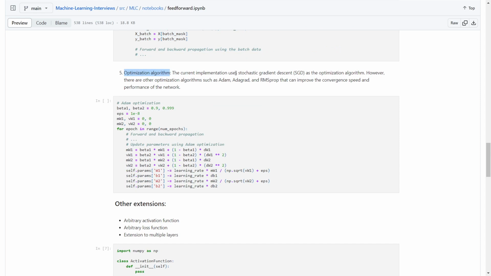And then finally, the optimization algorithm. The current implementation uses SGD as the optimization algorithm. However, there are better algorithms such as Adam, Adagrad, or RMSprop, which can improve convergence speed and also the performance of the network. A lot of times what I've seen is that the Adam optimizer is generally used.